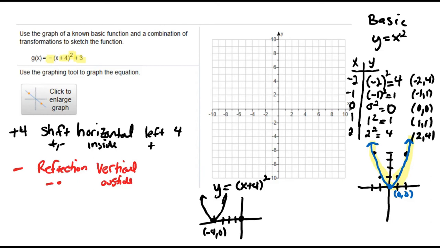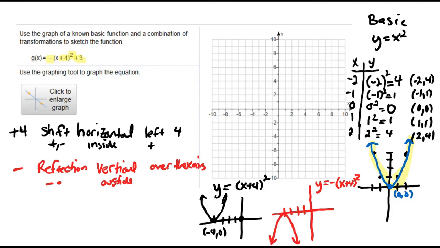So a vertical reflection, vertical meaning up and down, you're going to take the top part of the graph and mirror image to the bottom, and that we're putting it over the x-axis. So this is a reflection over the x-axis. So thinking about our graph, now if we take y equals negative x plus 4 squared, so throwing in that negative, we'll take our graph and reflect it over the x-axis. So instead of it being an up-facing parabola, it's a down-facing parabola.